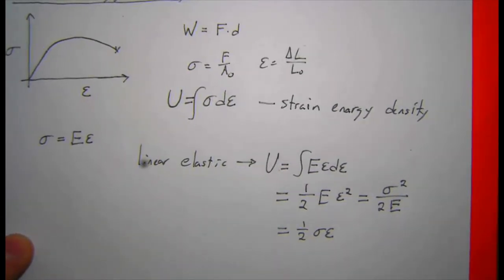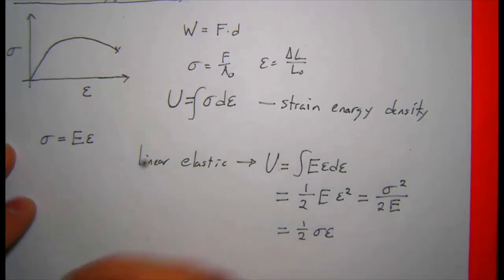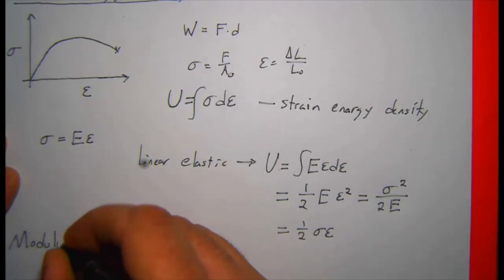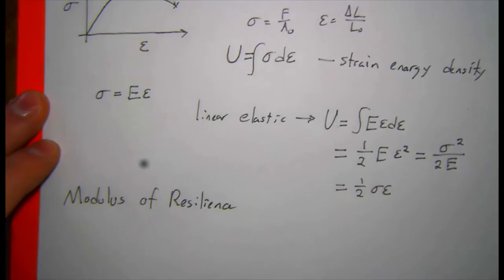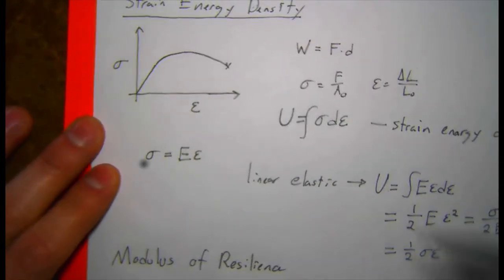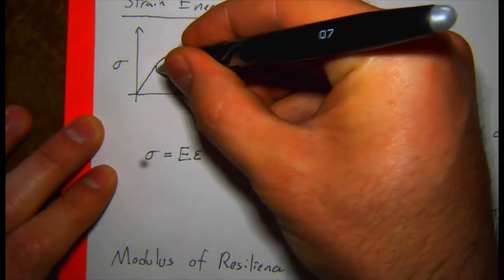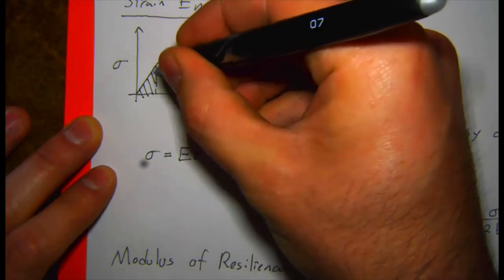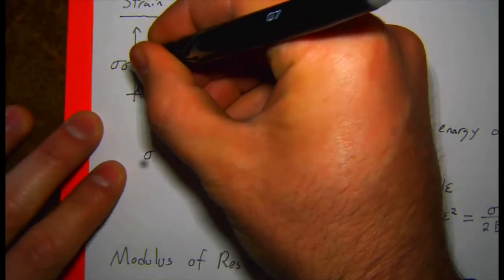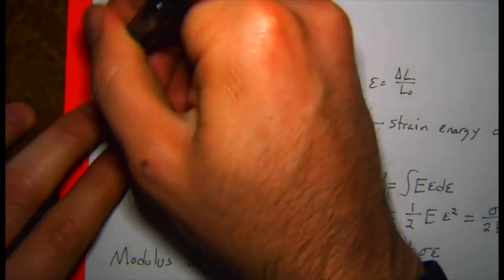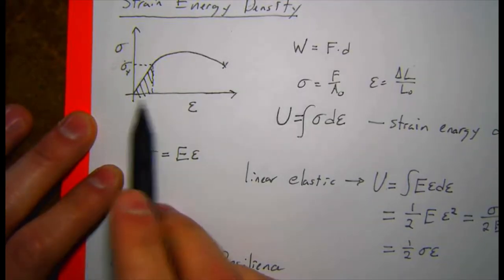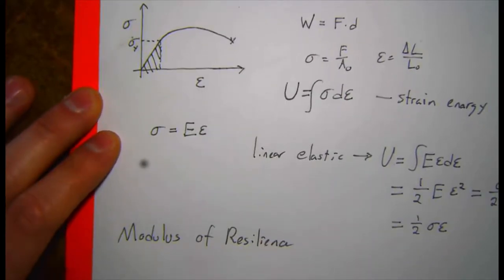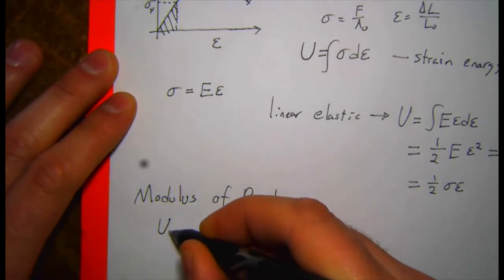There's a metric for this that people commonly use, known as the modulus of resilience. Looking at our stress strain curve, I'm going to define it as the area under the curve up until the point of elastic deformation. So at the yield point, which we'll call sigma y, at my yield strength, the area under the curve up until there is known as the modulus of resilience. I can call that U R.